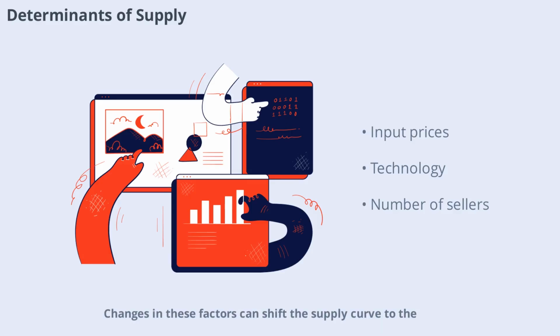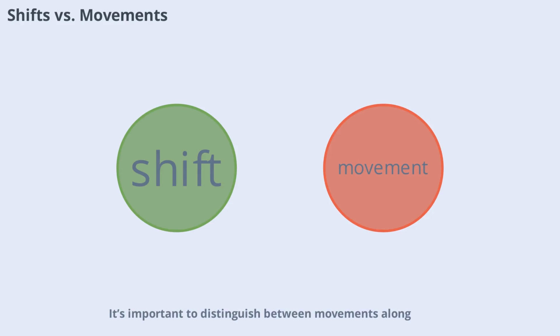Changes in these factors can shift the supply curve to the right, an increase in supply, or to the left, a decrease in supply, regardless of the current price. It's important to distinguish between movements along a curve and shifts of the curve itself. A movement along the demand or supply curve is caused by a change in the good's own price. In contrast, a shift in the curve is caused by changes in other determinants, such as income or technology. Understanding this difference helps clarify how markets respond to various influences.